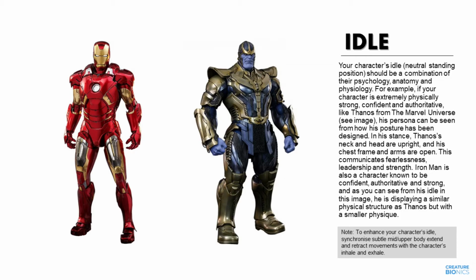Iron Man, and I hope you know who Iron Man is, is also a character known to be confident, authoritative, and strong. As you can see from these images, they have a similar structure when they're standing in this base form, when they're just standing upright. And the reason why is because of their psychology. Even though they are different in physicality, different in mass compared to each other's bodies, because of their persona and how they see themselves, they have the psychology of someone who is a leader, someone who is brave, someone who is ready to go out there, someone who has strength, knowing their own worth. You can see that they have a very similar idol.